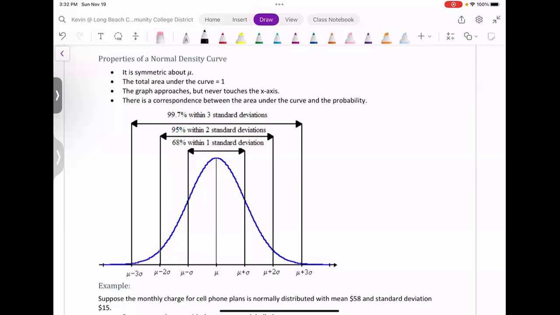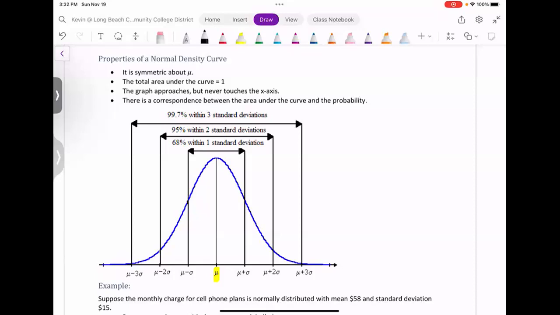It is symmetric about the mean mu, which we can see is right in the middle here. The total area under the curve is exactly equal to 1. Now, I want to be clear. The blue, as it gets closer and closer to the x-axis, is actually going off to infinity in the x direction and negative infinity in the other x direction. The graph approaches but never touches the x-axis, and there's a correspondence between the area under the curve and the probability.